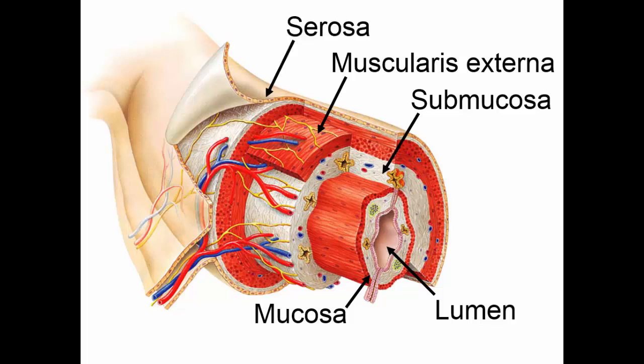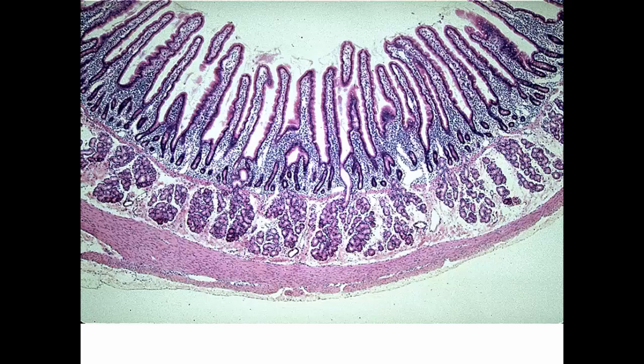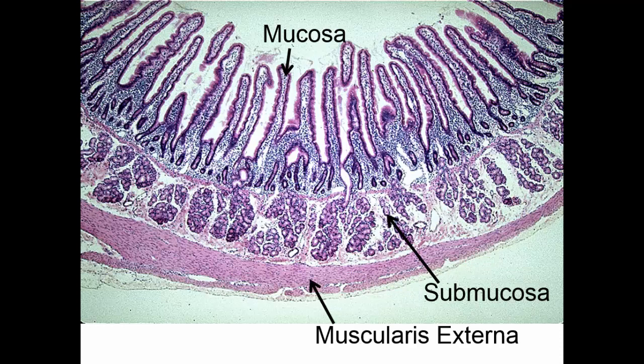The serosa is actually the visceral peritoneum. And of course, the peritoneum has a double layer called the mesentery. This is how we manage to wrap around the tube of the digestive system. In this microscopic view, we see the mucosa, here is the submucosa, the muscularis externa, and the serosa.